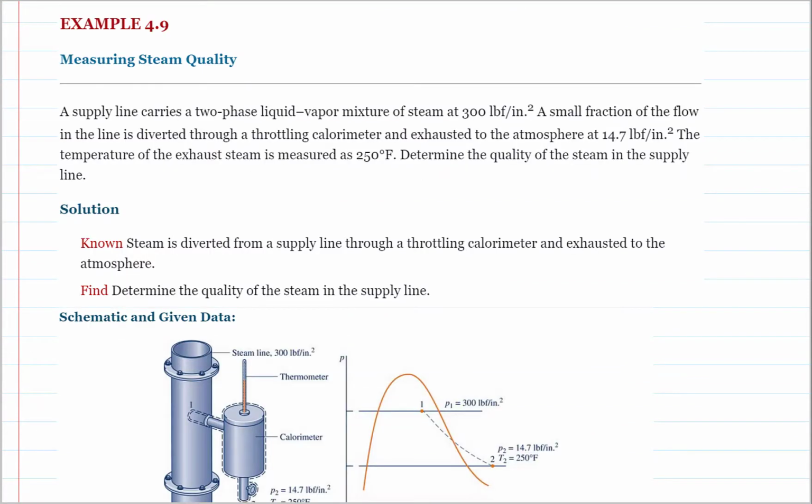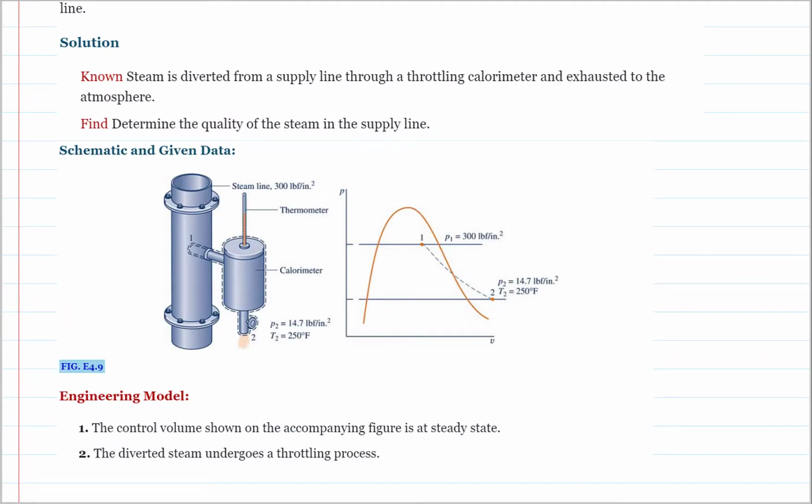Example 4.9. A supply line carries a two-phase liquid-vapor mixture of steam at 300 pound-force per square inch. A small fraction of the flow in the line is diverted through a throttling calorimeter and exhausted to the atmosphere at 14.7 pounds per square inch. The temperature of the exhaust steam is measured as 250 degrees Fahrenheit. Determine the quality of the steam in the supply line.